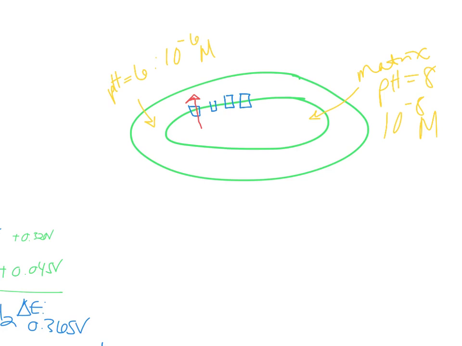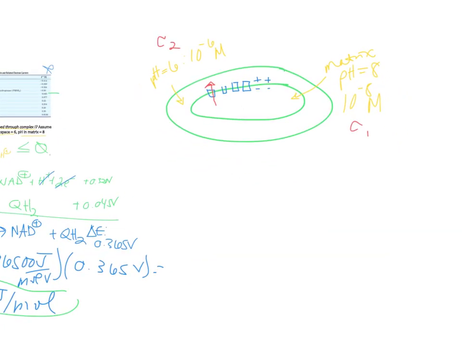Now, we are moving electrons from the matrix to the intermembrane space. That's just something you need to know about the electron transport chain, which makes this C2 and this C1. And you also need to know that this is the positive side of the membrane and this is the negative side of the membrane because we have a charge imbalance and we have an electric imbalance. Okay, so what that means is, let's go red.